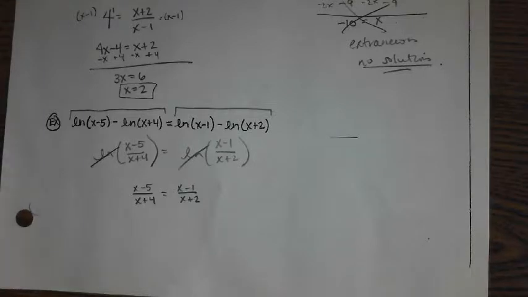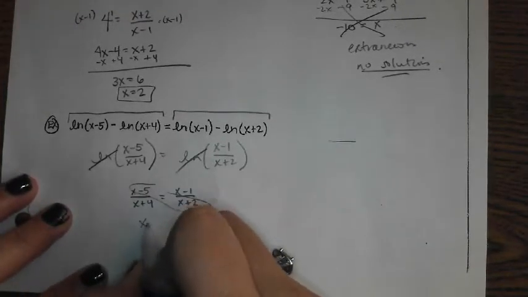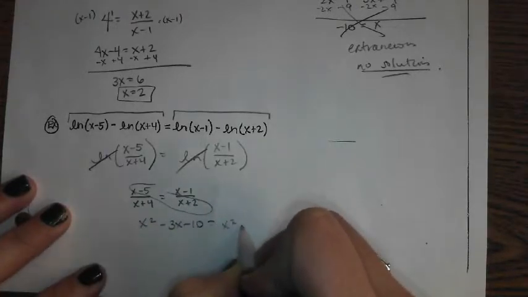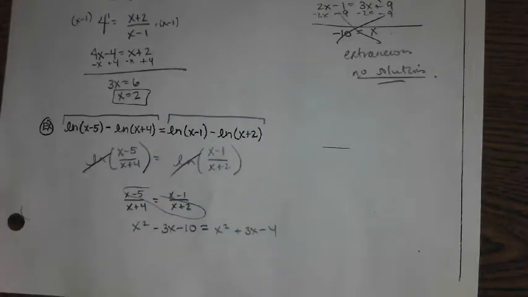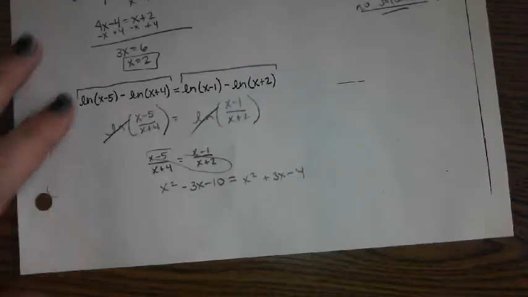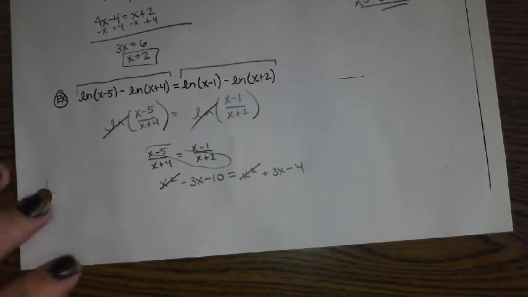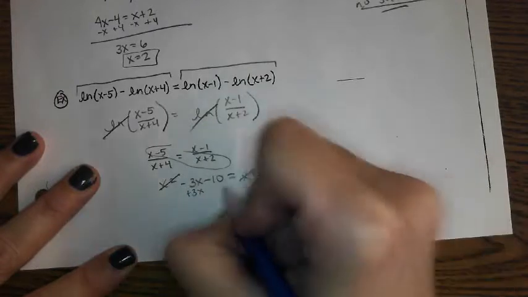What would we do to solve this, Bridget? Go ahead. Your x squareds will cancel. I'm going to get all my x's to the right, non-x's to the left.